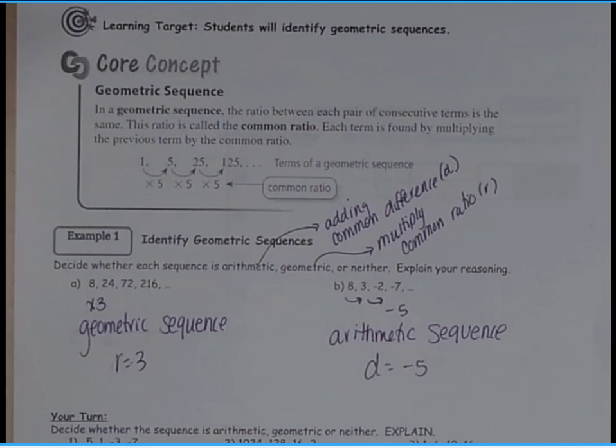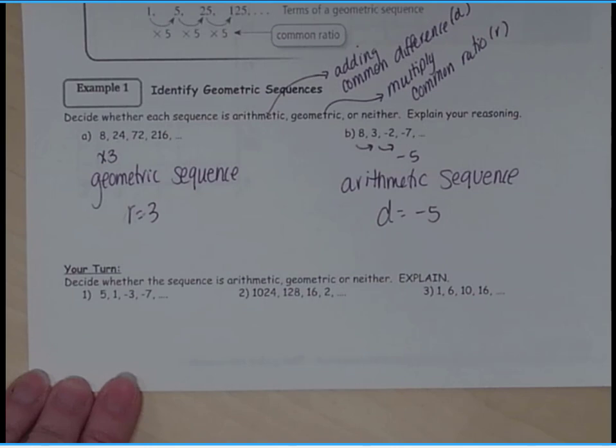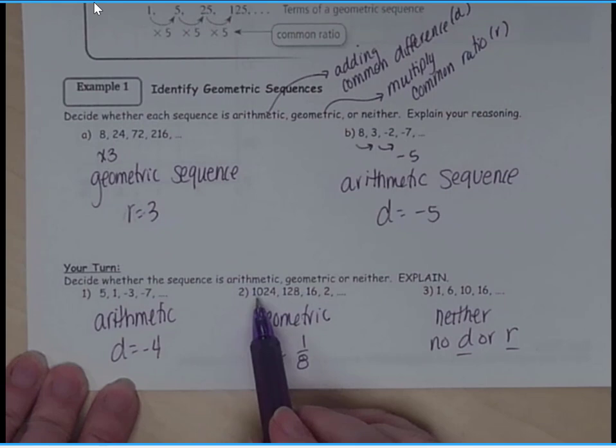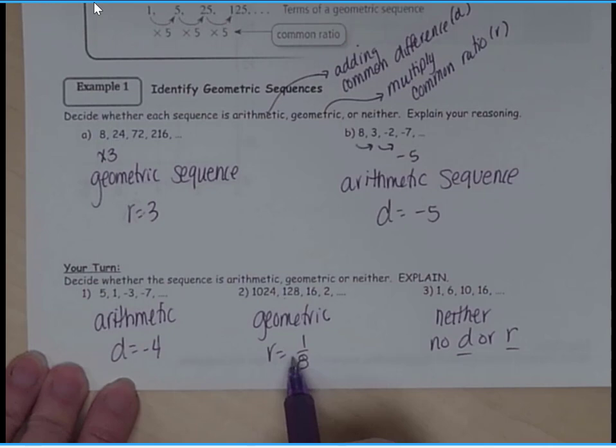All right, it is your turn. Hit pause. Try the next 3 your turns. When you're finished, hit play to check your work. All right, how'd you do? The first one is arithmetic, with a common difference of negative 4. Second one is geometric, because we've got a common ratio of 1/8. We're dividing by 8 or multiplying by 1/8. And the last one, there's not a common difference or a common ratio, so it is neither.